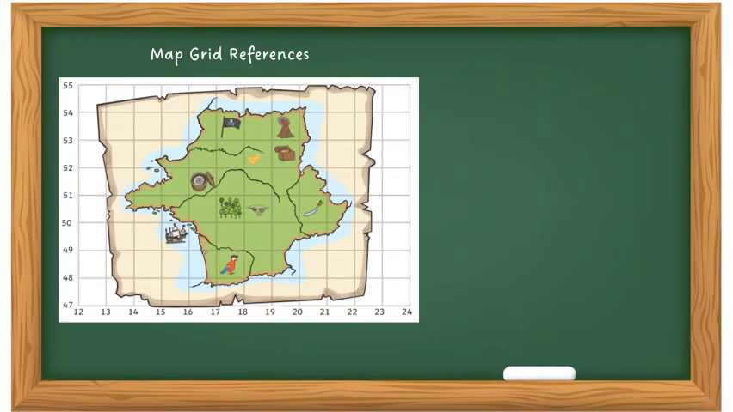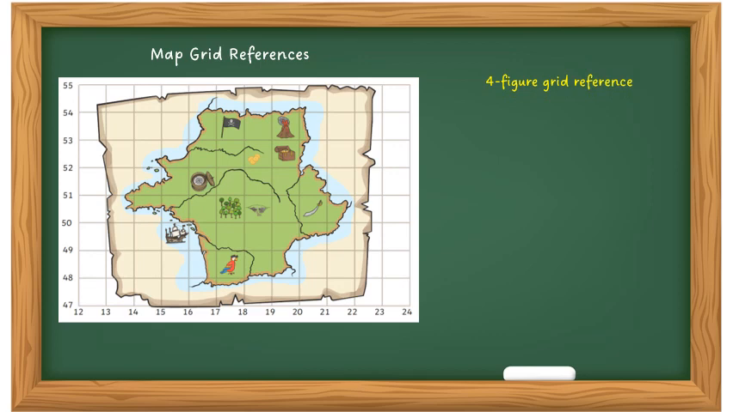Let's look at map grid references. You can see the layout of this map. It's similar to your coordinate grid, and the rules are exactly the same, but this time your origin is in the bottom left hand side, so you always go along the corridor first before you go up the stairs. So let's look at the 2 types of grid references.